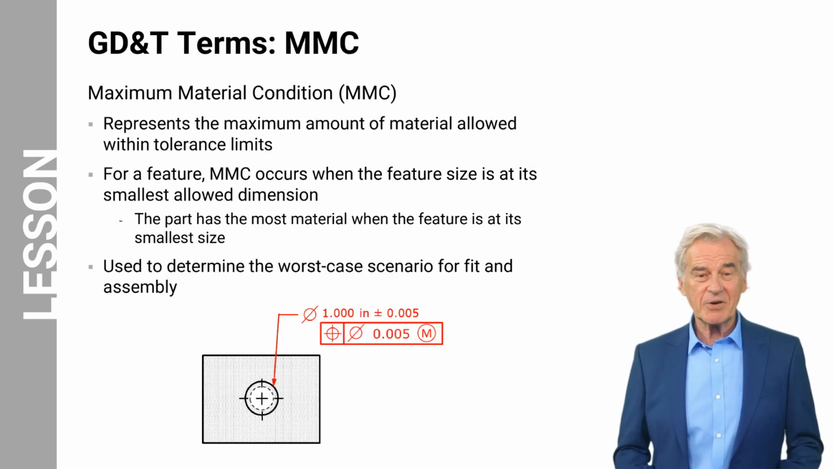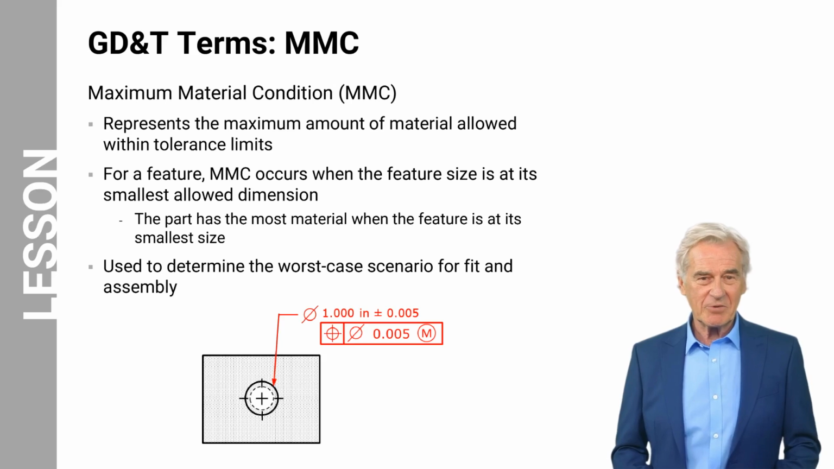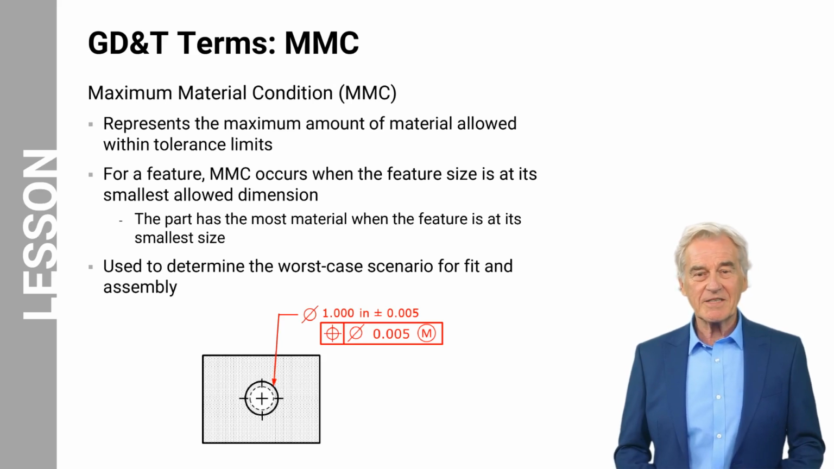Maximum and least material conditions are concepts that can be very confusing. So, let's review an example. The image on this slide shows a top view of a block with a hole feature within it. The hole diameter is 1 inch with a tolerance of plus or minus 0.005 inch. The maximum material condition is the maximum amount of material based on the tolerance limits of size. Think of the material as the part material in terms of weight. Therefore, the most amount of material that the part, not the feature, can have will occur when the feature is the smallest.